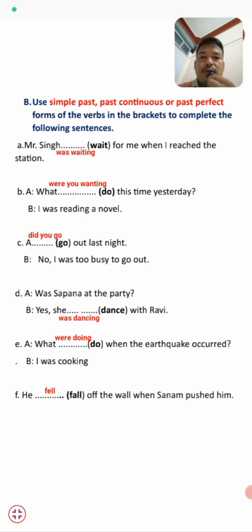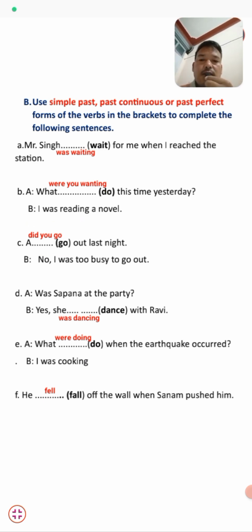In B number we have a conversation. What this time yesterday? Do is the verb. We're not using wanting, students, we can use doing here. What were you doing this time yesterday? Here is a typing mistake. You can correct it, students. I was reading a novel.